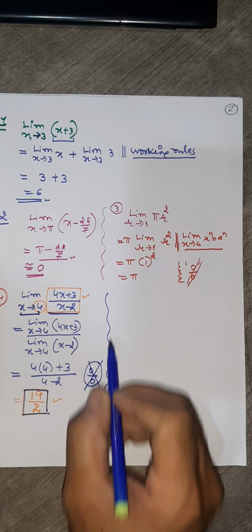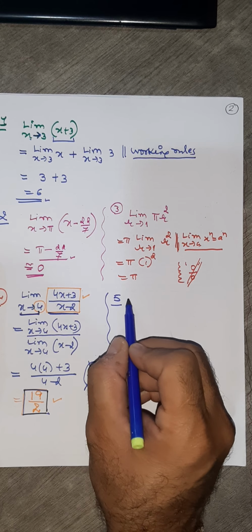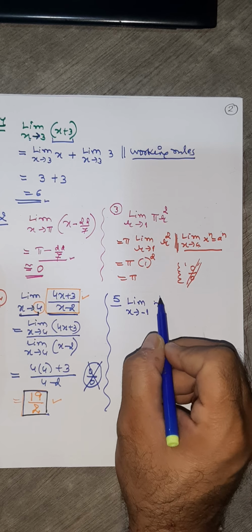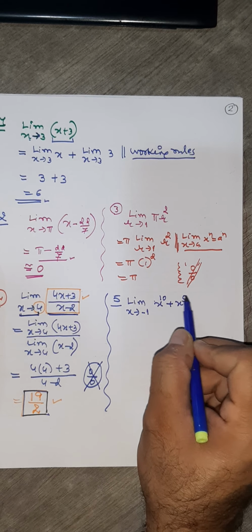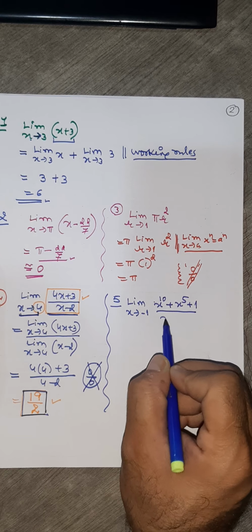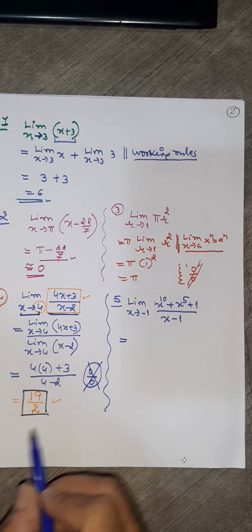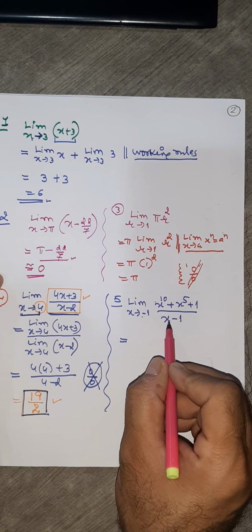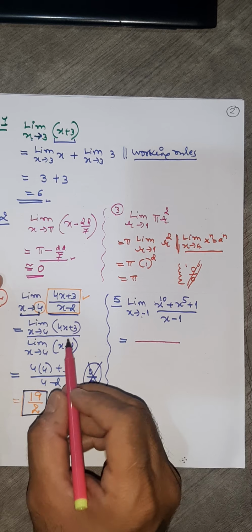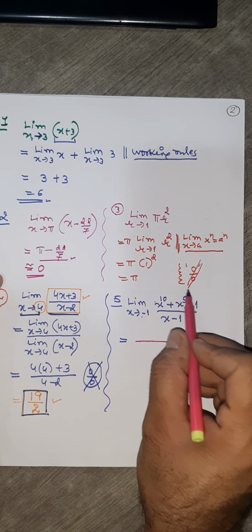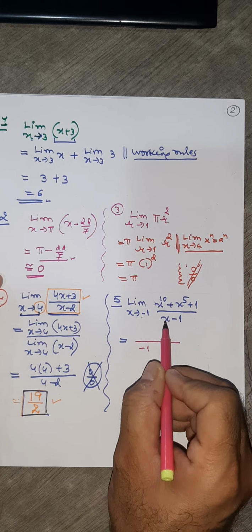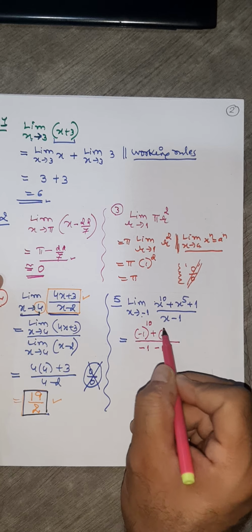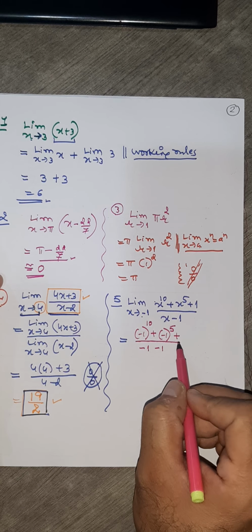Next question, the fifth one. There are some elementary questions. Limit x tends to -1, x raised to 10 plus x raised to 5 plus 1 upon x minus 1. Now apply the limit and check whether you are getting 0 in the denominator or not. If I apply the limit, you will not get 0 here. So I'll drop this step. I'll apply the limit directly to the numerator and denominator. This is -1, this is -1. -1 raised to 10 plus -1 raised to 5 plus the limit of the constant is the constant.